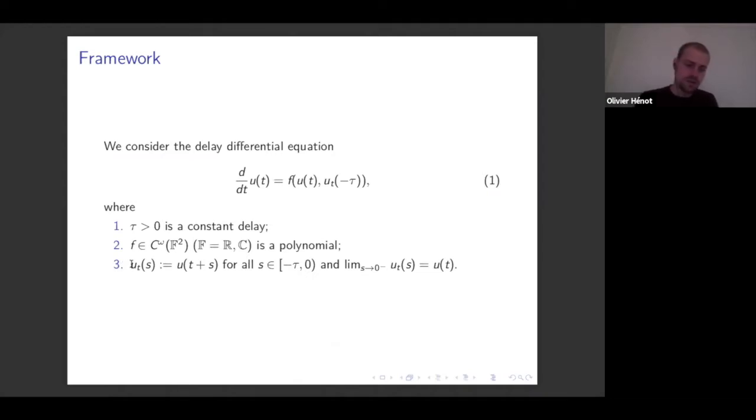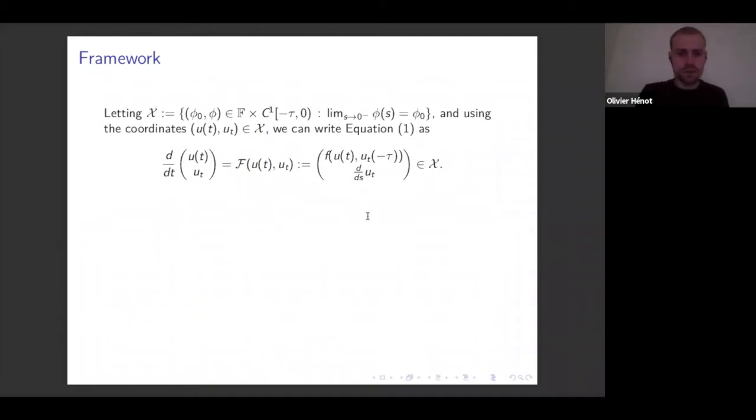U sub t is just a convenient notation to represent the history function. Everything I'm going to mention, of course, applies if you have more than one delay and if you have a system of differential equations. But to keep everything neat and tidy, we're just going to focus on this.